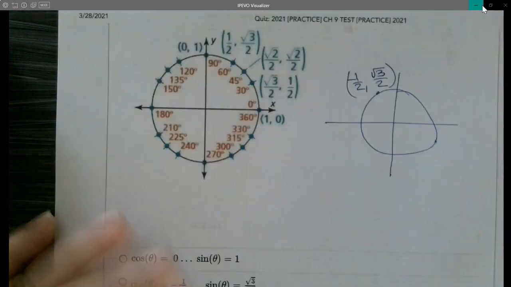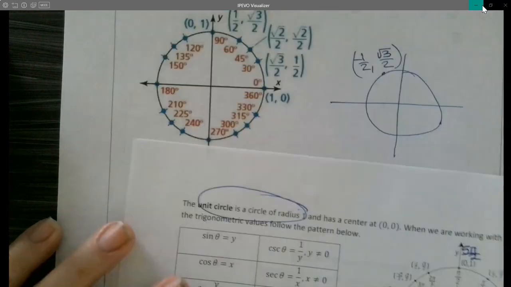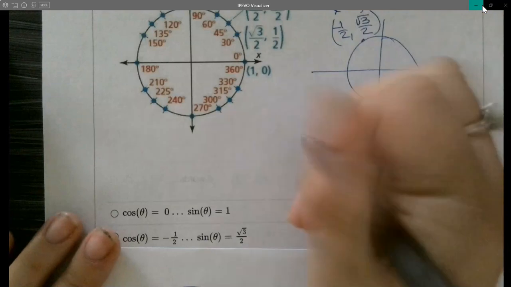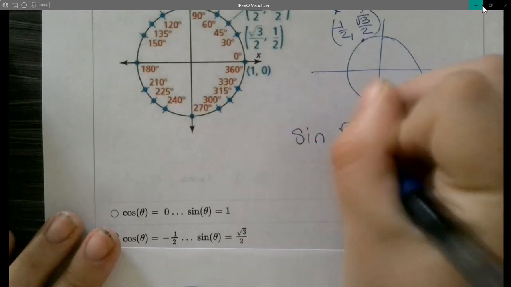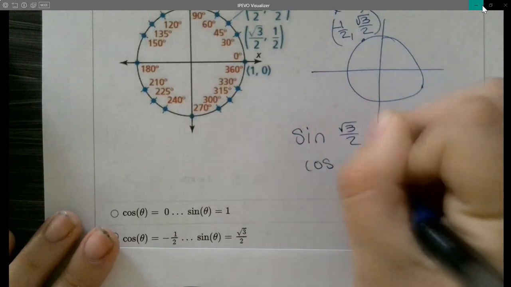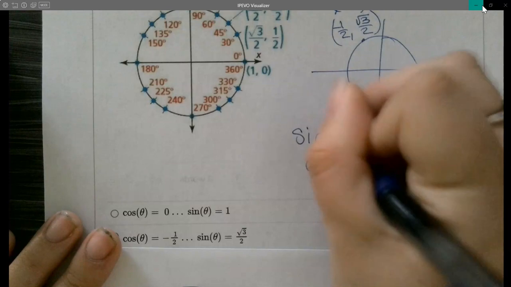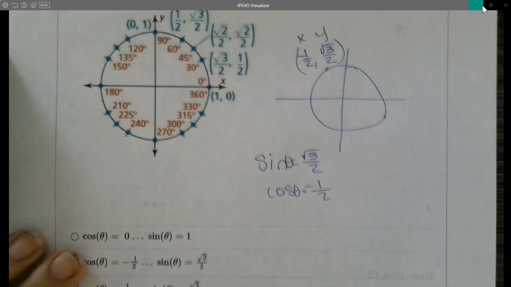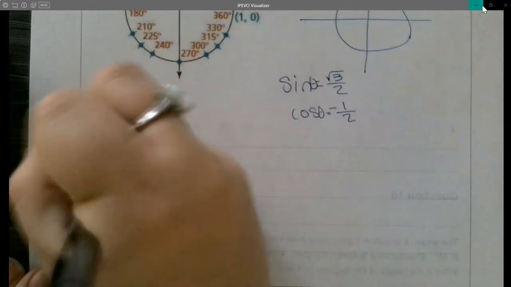Remember, from 9.3, our sine is y, our cosine is x. So on this one, sine is square root of 3 over 2, and cosine is negative 1/2. And I just took those by taking my x and y values. So this one would be my second choice.